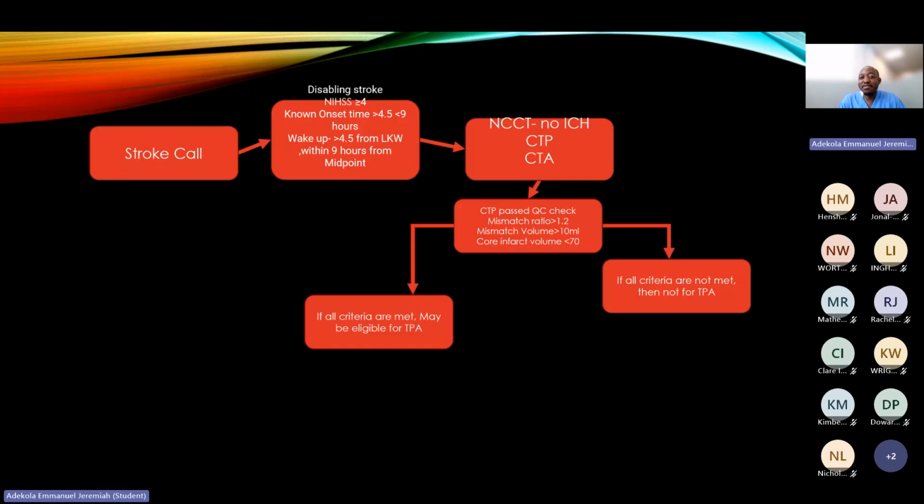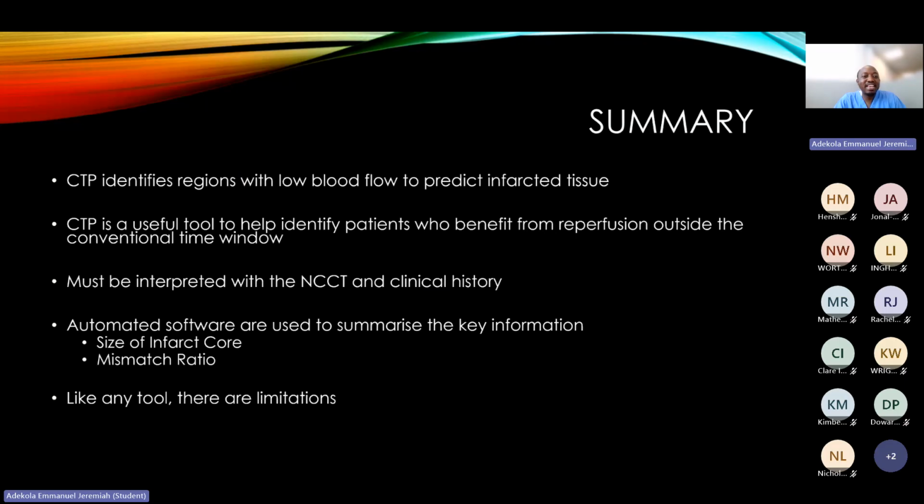Now, when we look at these criteria, we take them together. It shouldn't be just one or two. They must meet these three criteria. If the patient does not meet these three criteria, the risk of bleeding is higher, and there is no research, there is no randomized control trial to back that up. So the only evidence we have is for the patient to meet these three criteria based on the CT perfusion. Then the patient could be eligible for thrombolysis or thrombectomy, as the case may be.